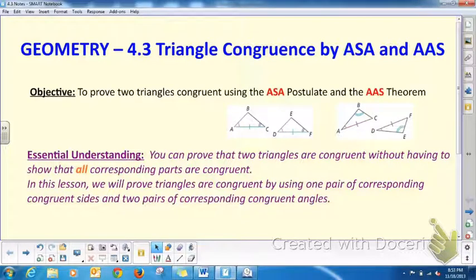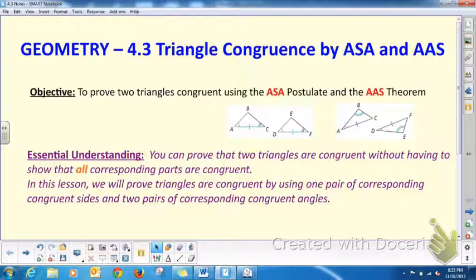This is section 4.3, Triangle Congruence by ASA and AAS. You know by now that the A stands for angle and the S stands for side. So this is angle, side, angle, and angle, angle, side. Our objective is to prove two triangles are congruent using the ASA postulate and the angle, angle, side theorem.